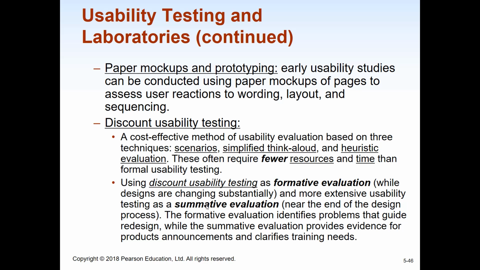The paper mockup and prototyping, it is an early usability study that can be conducted using paper mockups, as we saw in chapter 3, to assess user reactions to wording, layout, and sequencing. Discount usability testing is a cost-effective method of usability evaluation based on 3 techniques: scenarios, simplified think aloud, and heuristic evaluation. These often require fewer resources and time than formal usability testing.